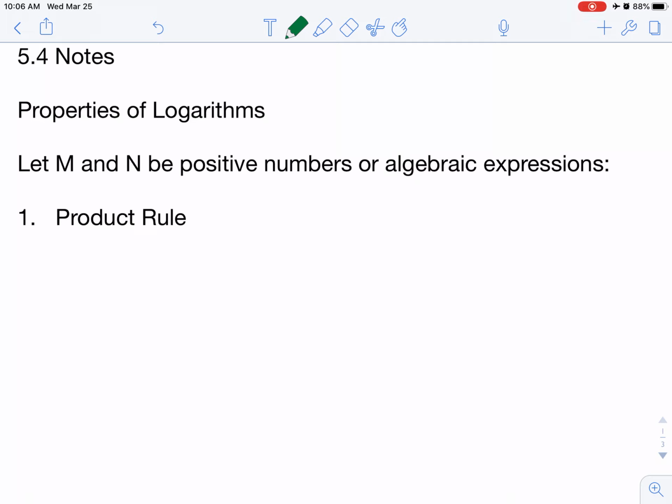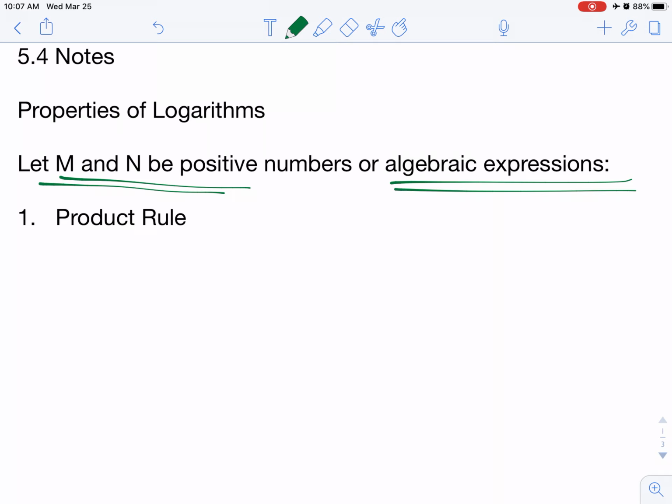But hopefully you watched the previous video on logarithms. So the first thing we say is we're going to let m and n just be positive numbers, or more commonly they're algebraic expressions. Usually they're just x and y, stuff with x and y, or any letters, okay?